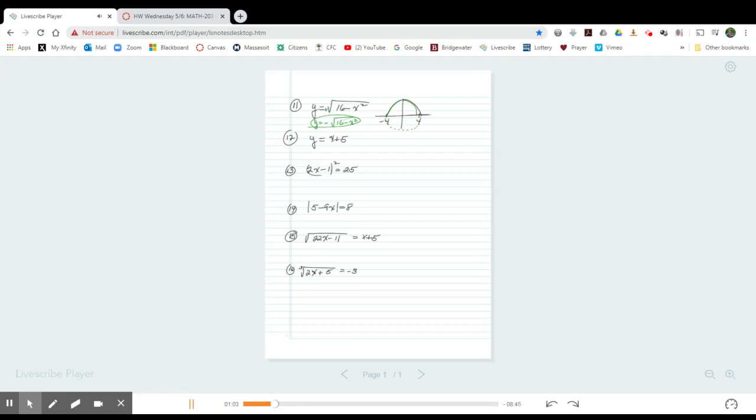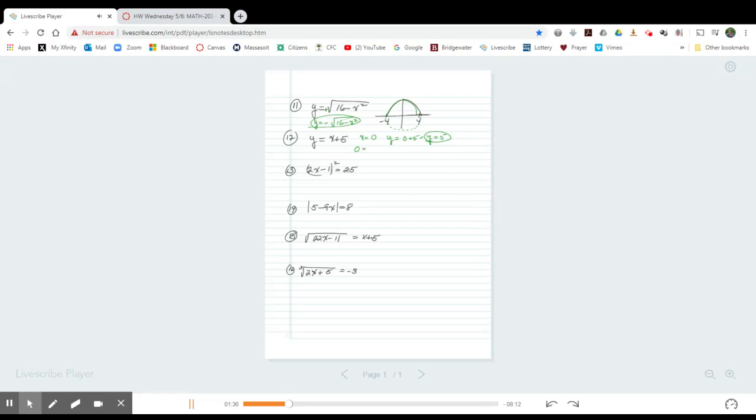Number 12, it's a line. You could just graph this looking for the x and the y intercepts. Just graph it. The graph would show you where the line cuts across the x-axis and where the line cuts across the y-axis. But if you're looking for the y-intercept, I'm going to let x equal 0. If I do that, I end up with y equals 0 plus 5, so y just equals 5. There is your y-intercept.